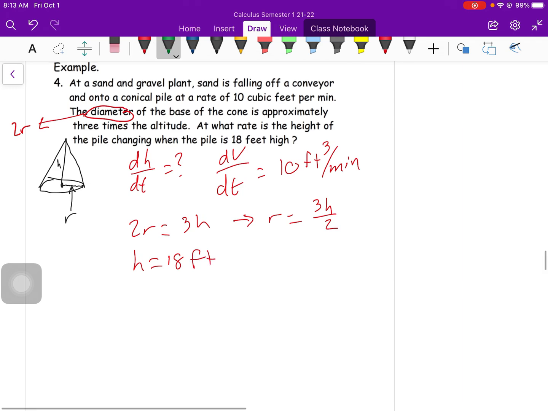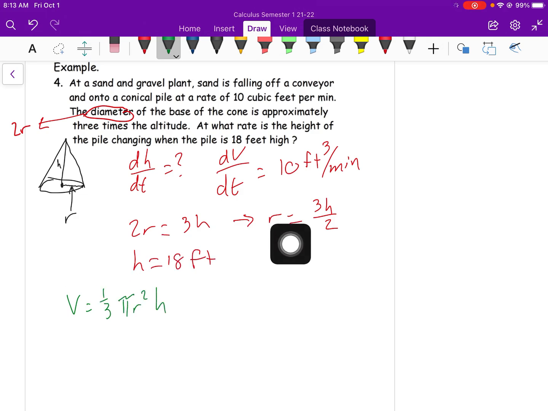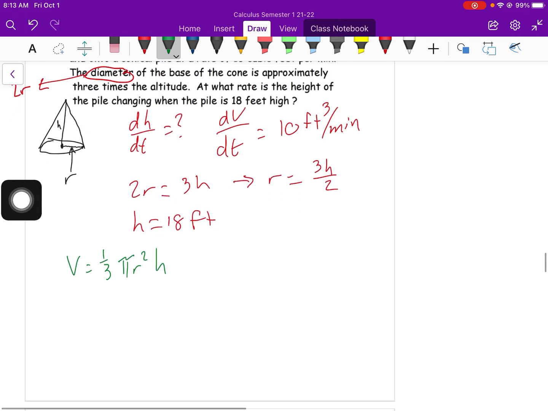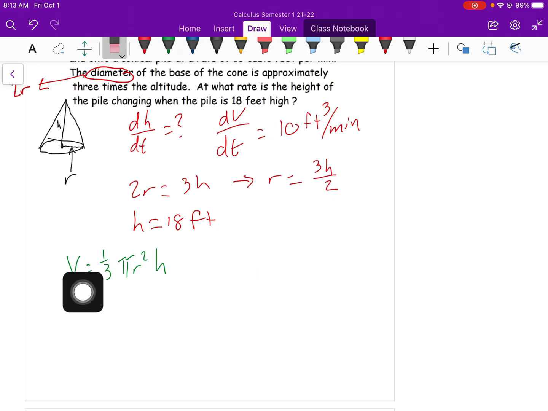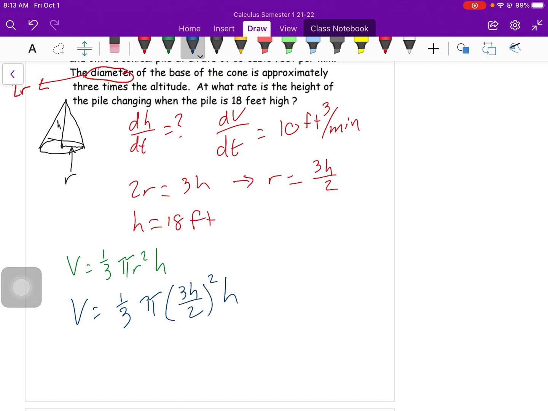The volume function for a cone is 1/3 pi r squared h. That's why I wanted to come back into radius instead of diameter. To take my derivative, I'm going to have 2 pi thirds r dr/dt times h plus, I'm going to make my life easier. What I was doing was starting to do the chain rule, but I know what r is in terms of h, so I can make my life significantly easier by replacing r with 3h over 2.